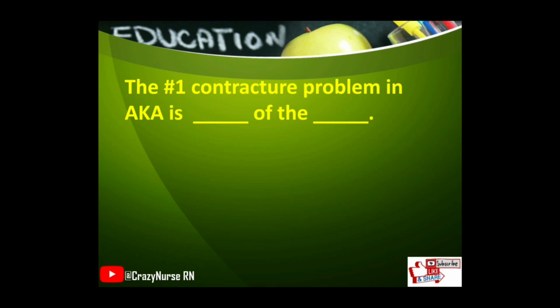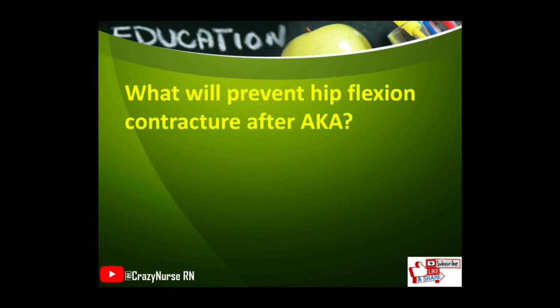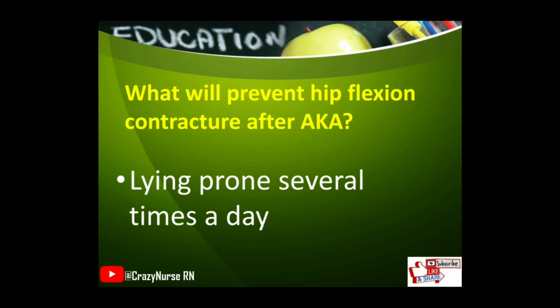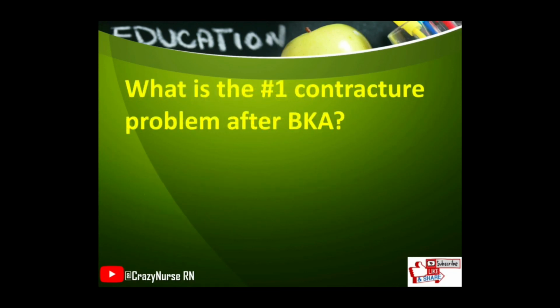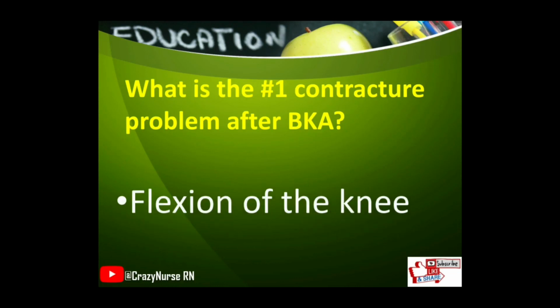The number one contracture problem in AKA is blank of the blank. Flexion of the hip. What will prevent hip flexion contracture after AKA? Lying prone several times a day. What is the number one contracture problem after BKA? Flexion of the knee.